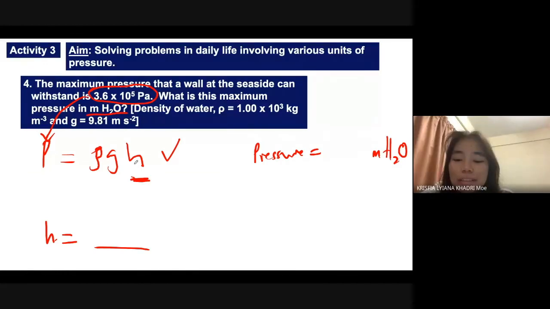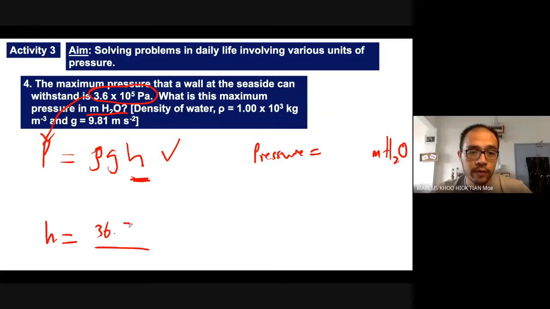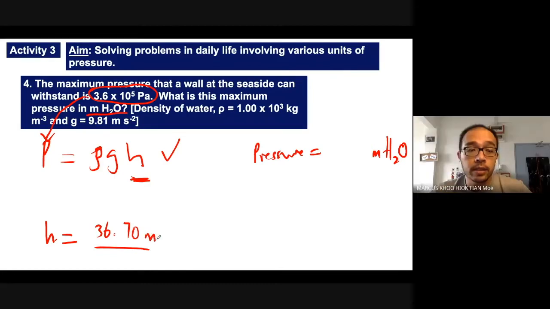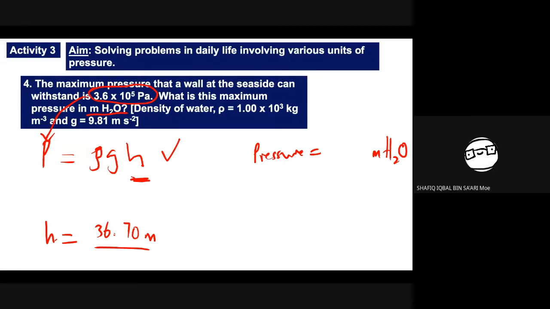36.70. 70 what? Meters. Can somebody verify this, please? Is this correct? Yes.